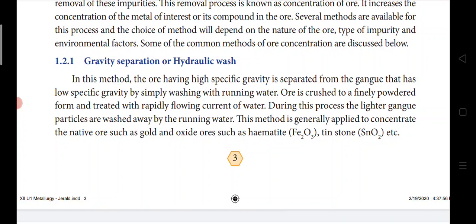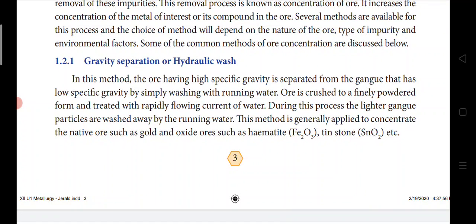So what will happen during this process? The lighter gangue particles are washed away by the running water. So now the lighter particles, that is the gangue particles, will be washed away. This method is generally applied to concentrate native ores such as gold and oxide ores such as hematite.